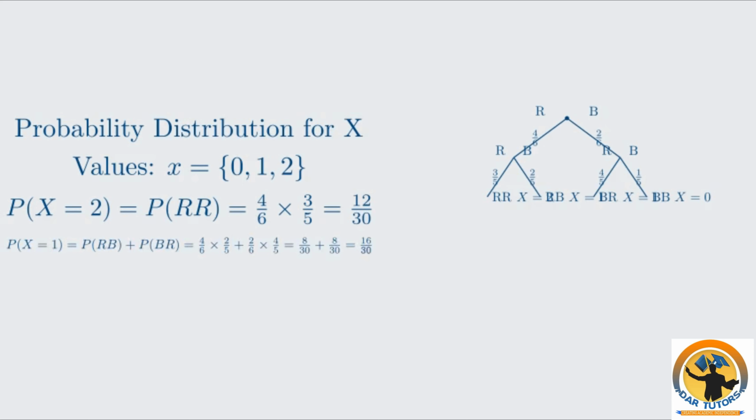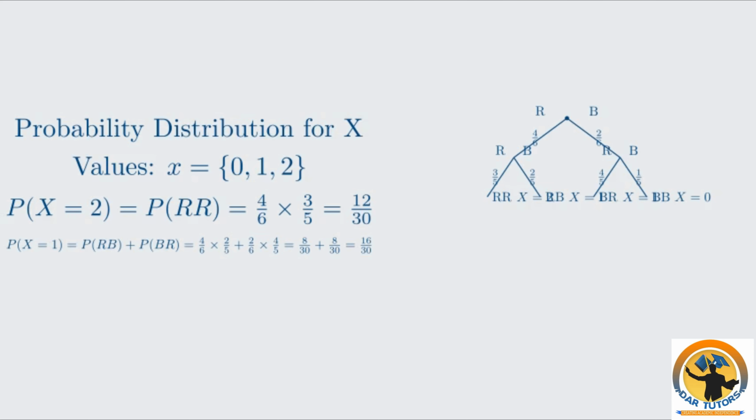We calculate the probability of each path and add them together. P(R then B) is 4/6 times 2/5, which is 8/30. P(B then R) is 2/6 times 4/5, also 8/30. Their sum is 16/30. So, the probability of selecting exactly 1 red marble is 16/30.